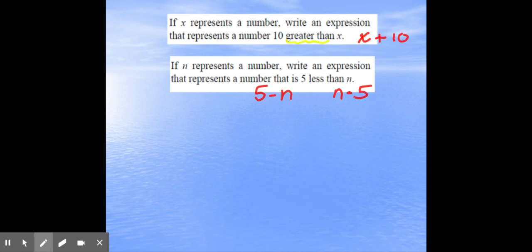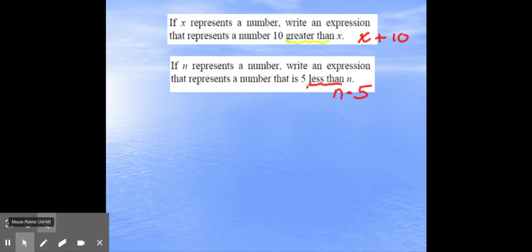But let's reread the problem again and sort of try to figure out what it's saying. A number that is 5 less than n. So if something is 5 less than a number, it's lower than that number. It's less than that number by 5. So the only way we're going to find it is to take our number and subtract 5 from it. So it's not 5 minus n, it's n minus 5. So be careful. This is a popular one, and a lot of people put 5 minus n because they see that the 5 came first. It's not. It's n minus 5. Okay.